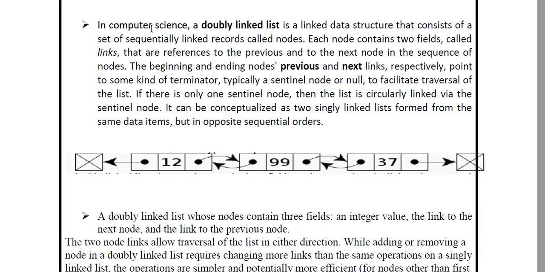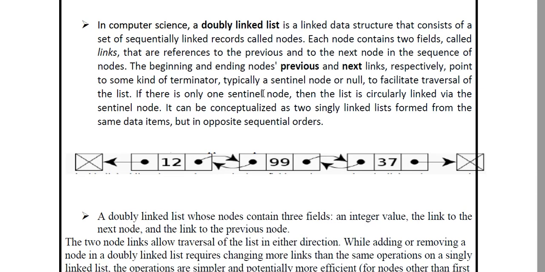So here we have a little more formal representation of doubly linked list. In computer science, it is a linked data structure that consists of a set of sequentially linked records called nodes. Each node contains two fields, called links, that are references to the previous and to the next node in the sequence of nodes. The beginning and ending nodes' previous and next links, respectively, point to some kind of terminator, typically a sentinel node or a null node, to facilitate the traversal of the list. So the L link of the first node will be null and the R link of the last node will be null to indicate the end of the list.